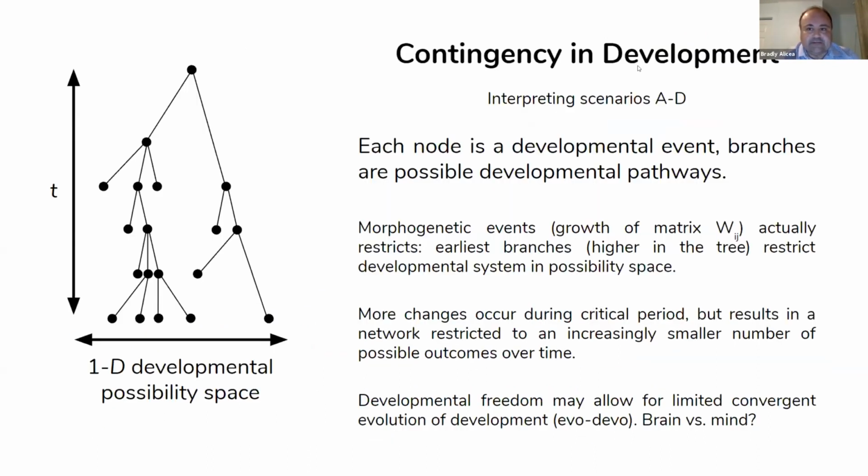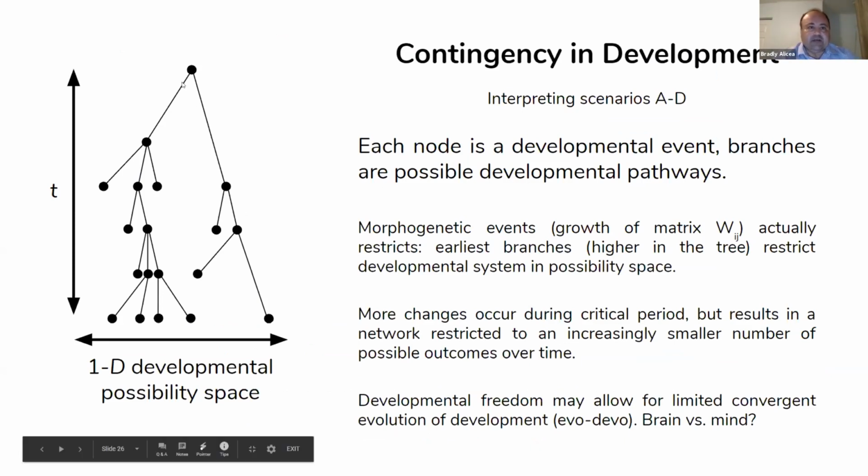Finally, there's this issue of contingency in development. Going back to the scenarios for developmental freedom in the critical period, we have to remember that development unfolds in a certain contingent way. Each node is a developmental event. When you put a node in a certain place, you constrain the development of future phenotypes and how they can learn. You have these pathways that are contingent upon previous steps.